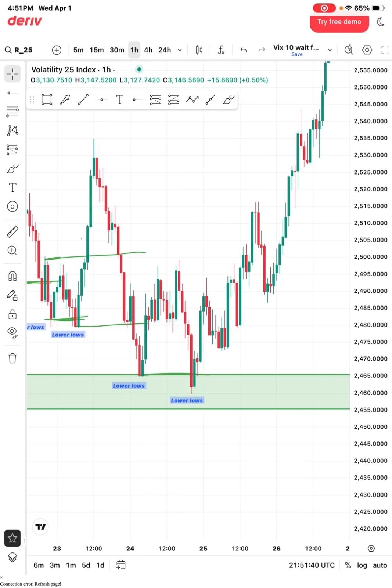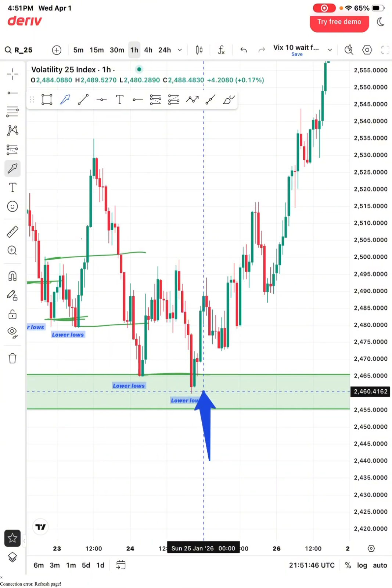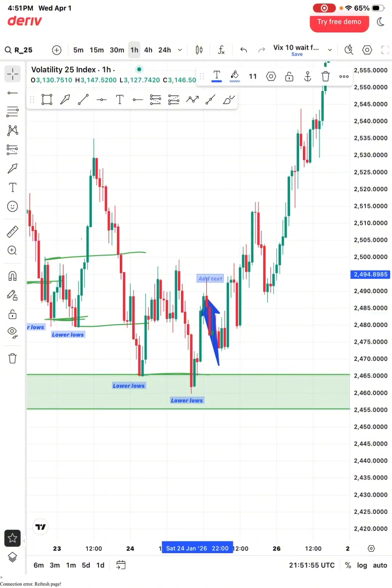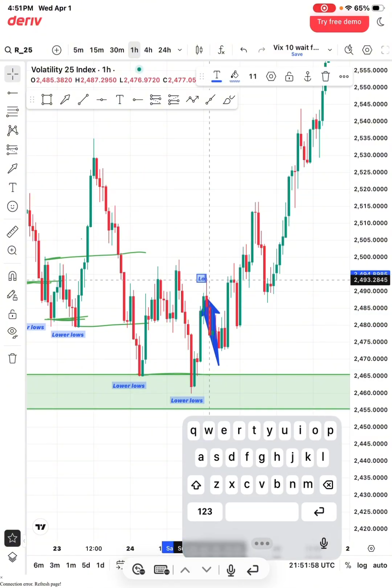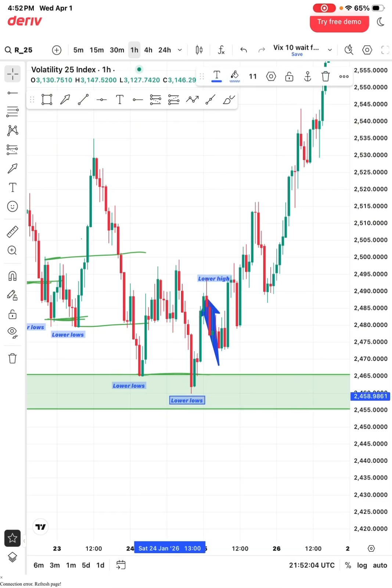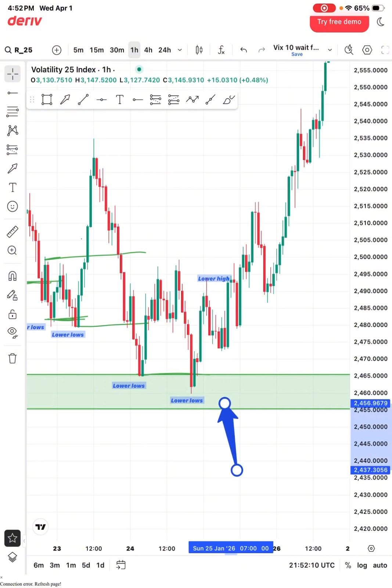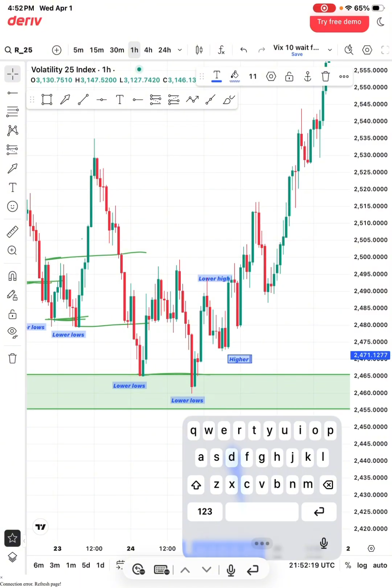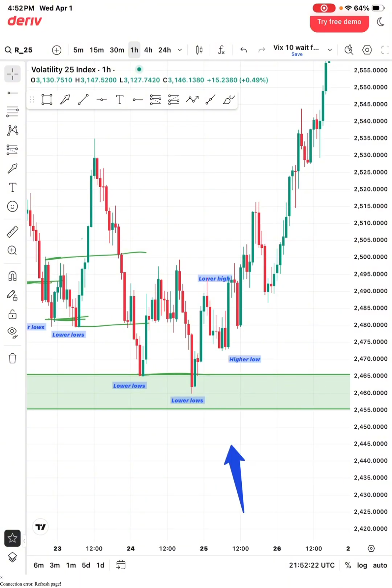So now we have this last lower low right here, right? And then I see the market push up and it creates a lower high. Let me mark that. It creates a lower high. But when you look down here, when it reverses, price creates a higher low. That is telling me something.